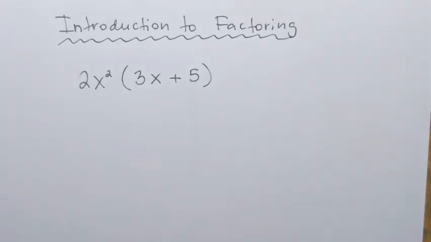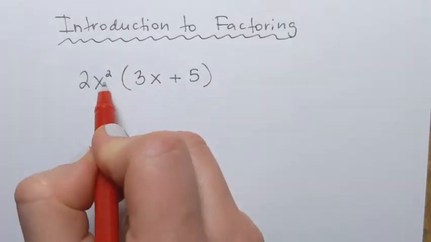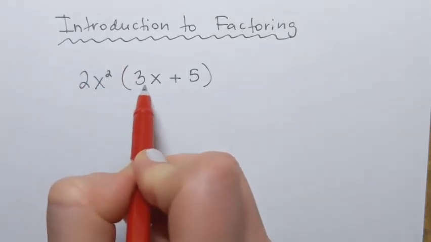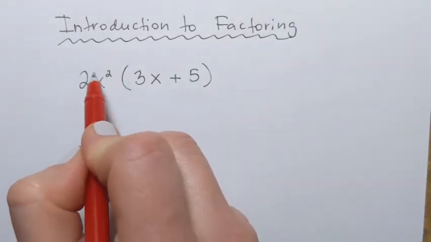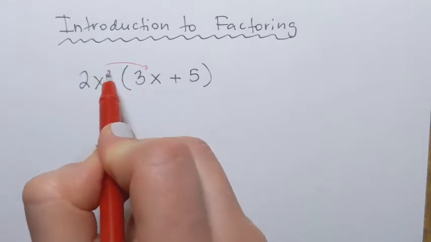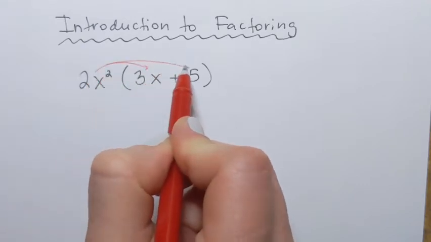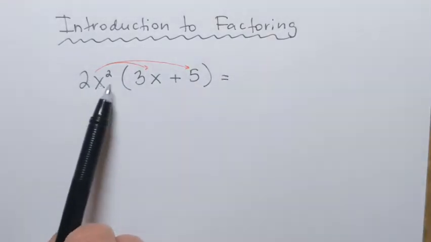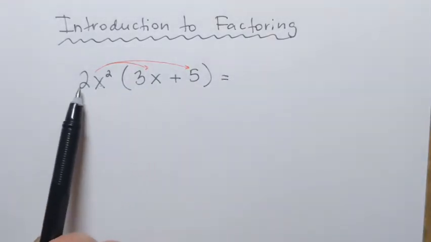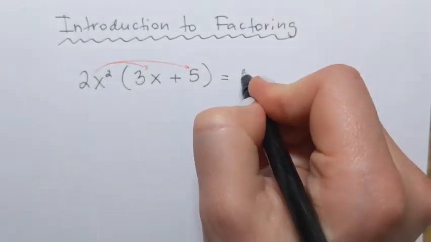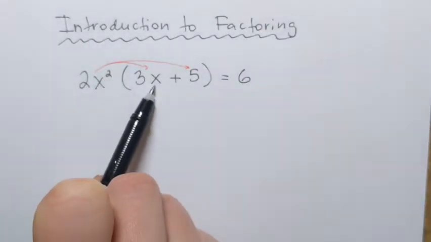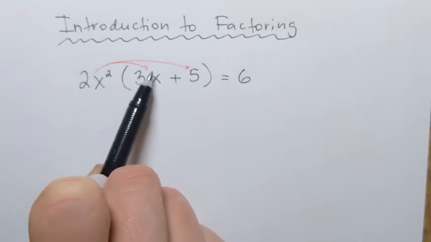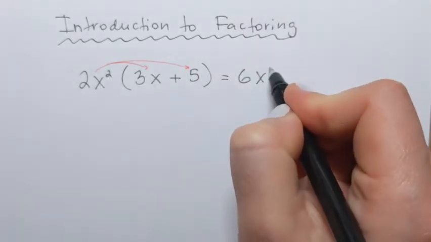What's the way of multiplying those two? Well, we have to use the distributive property, right? We have to take 2x squared and multiply by 3x, and then we have to take 2x squared and multiply that by 5, right? Let's try that. Now, 2x squared times 3x. 2 times 3 gives us 6, and then x squared times x. Remember, we have to add powers, so that's going to be x to the third power.